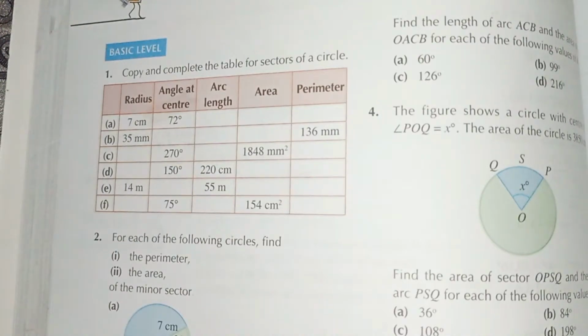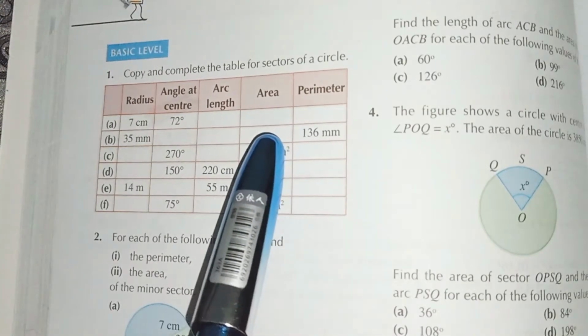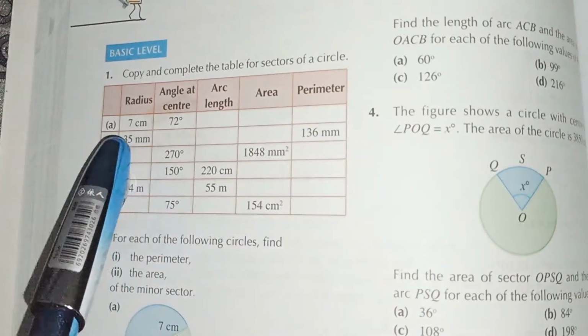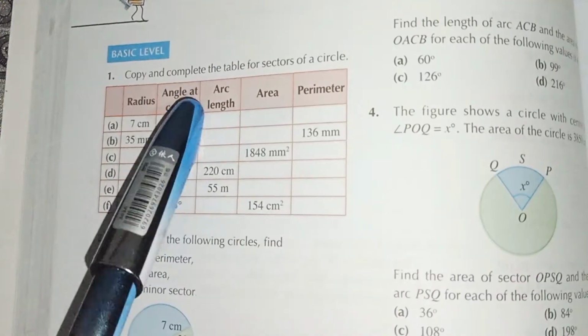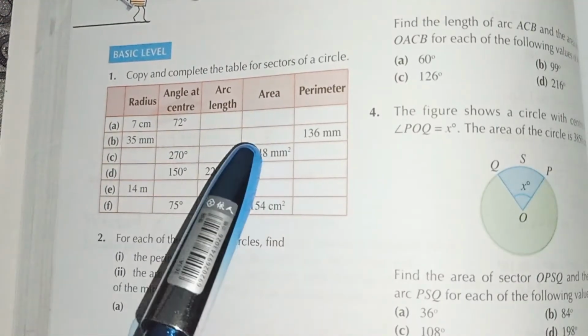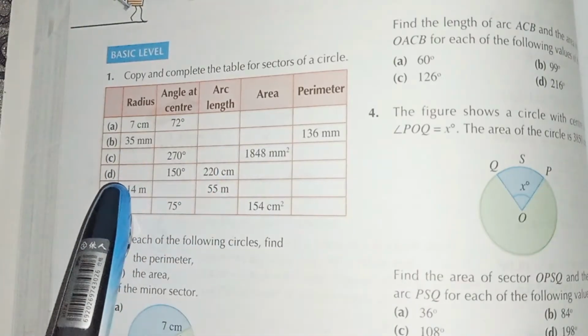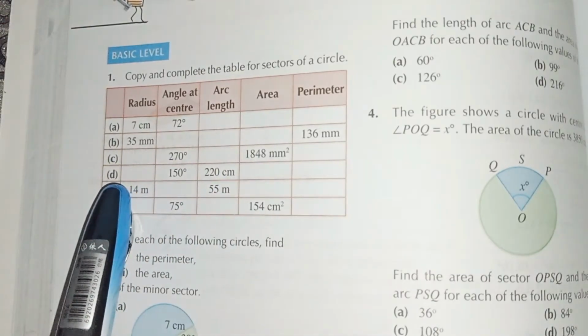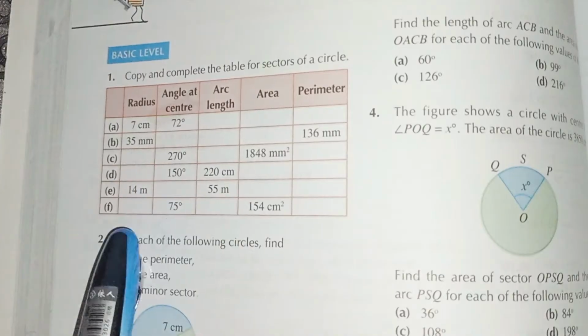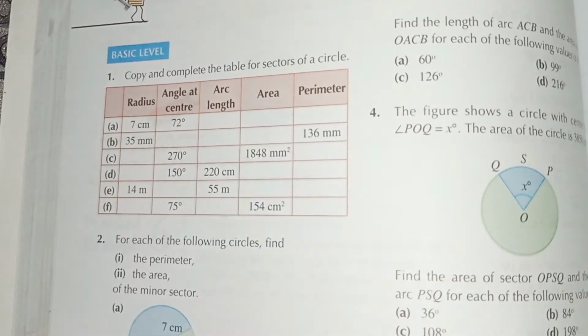In this table we have, in part A, we have to find the arc length, area and perimeter, and in part B, the angle at center, arc length, area, perimeter and radius is given to us. But in part C, we have to find the radius, perimeter and arc length. It means different things are given to us and we have to find these. We have to complete that table.